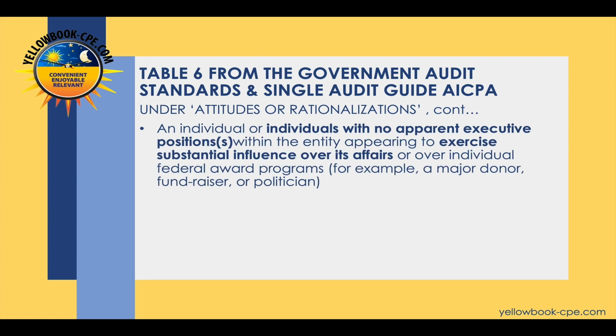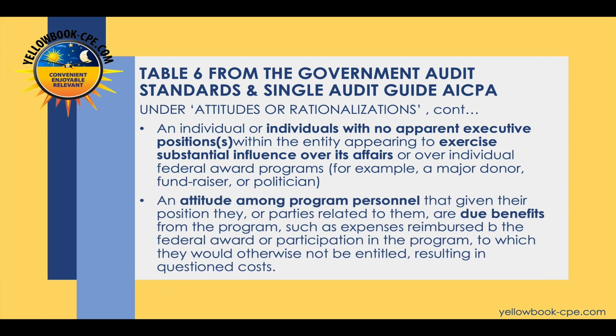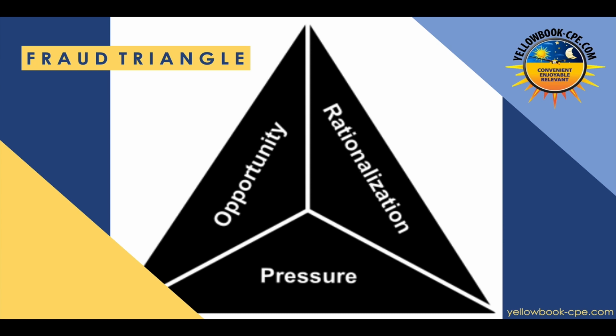People that are not actually inside our organizations, they're not executives, they're not part of the team, have influence on the work of the team. Or an attitude among programmatic personnel that they are due some kind of benefit from the program. So those are good things to think through as you are doing your fraud brainstorming and your due diligence procedures. So that was a little bit about pressure, a little bit about rationalization.